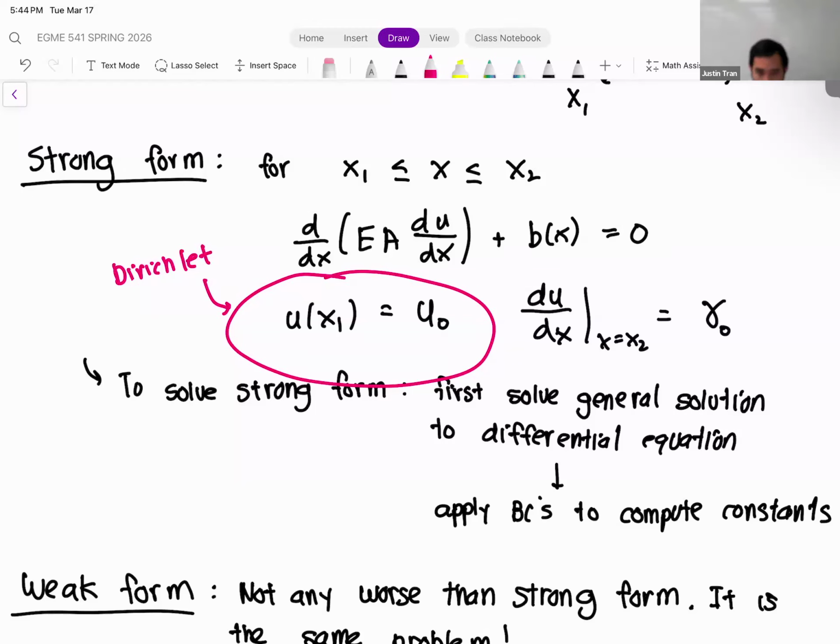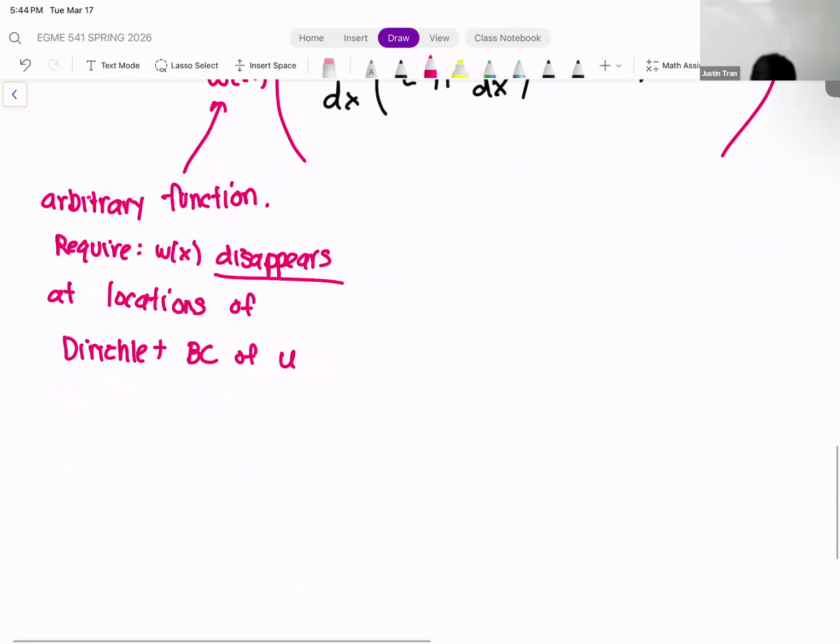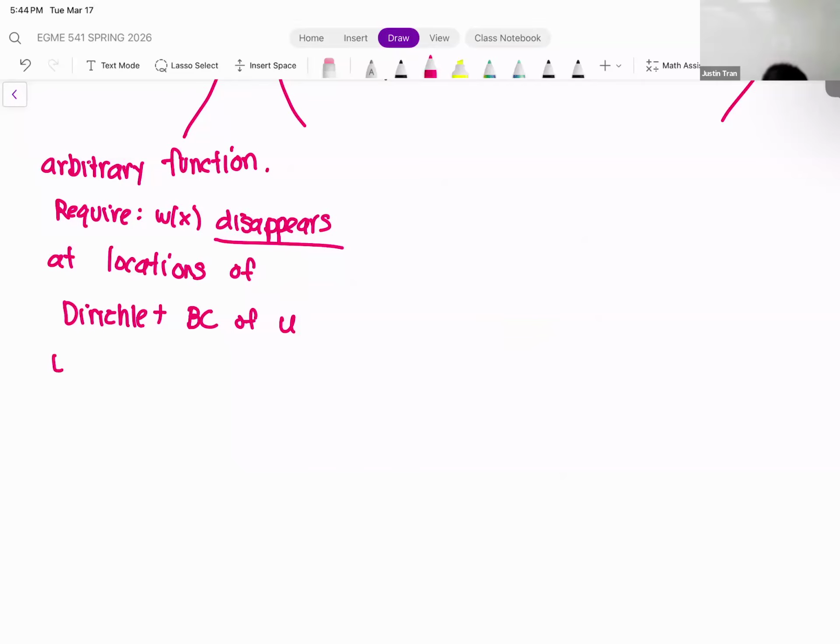Okay. So whenever we have a situation where we're directly saying that u at this location or u at this boundary is equal to some value, now that value may be non-zero, right? It doesn't necessarily have to be a non-zero value. In fact, we have that here. But whenever we have a Dirichlet boundary condition, w of x must equal 0 at this location. So for this particular example, we can say that w of x1 is equal to 0 since u at x1 is equal to u naught.